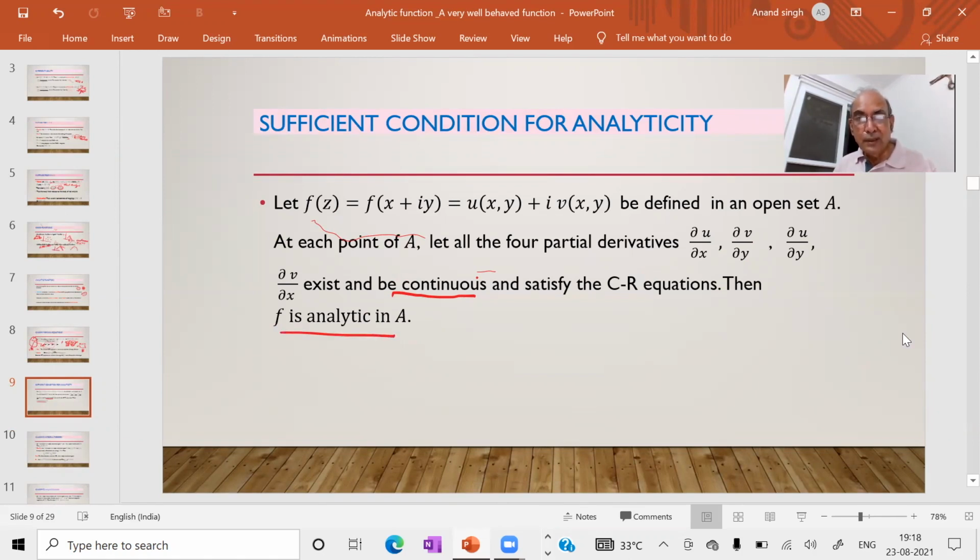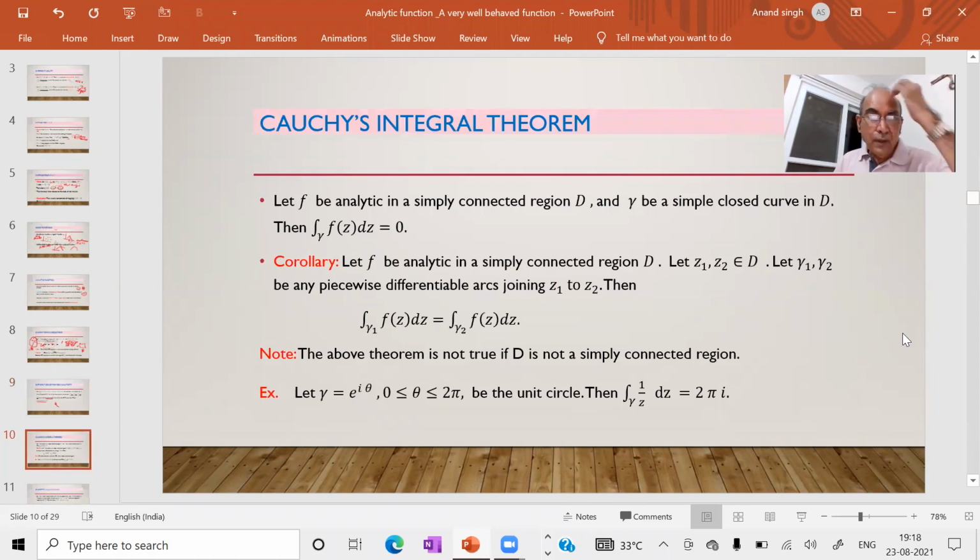So just the CR equations are not sufficient. We require something more, namely continuity, a gradual change. If the condition is satisfied at a point, it should not be arbitrary, but there should be a gradual change. The continuity is to be maintained. Let's move on to the next theorem. Again, I am trying to explain all these theorems in terms of the goodness of your analytic function.